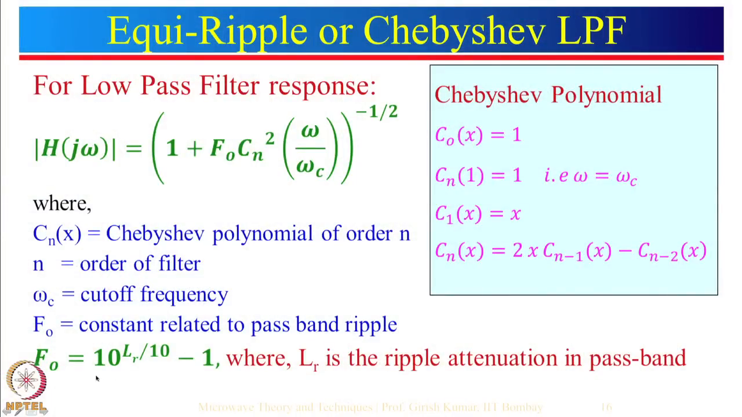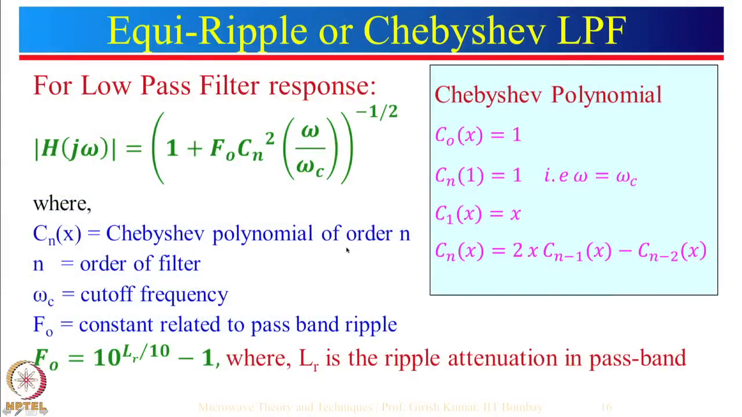So, here is the expression for F0. This is 10 to the power LR by 10. LR is the ripple attenuation in the pass band, and as I mentioned, please do not take LR as 3 dB, which is generally done at lower frequency. At microwave frequency, please never ever do that. Majority of the time we take this LR value to be from maybe 0.1 dB to about 0.5 dB.